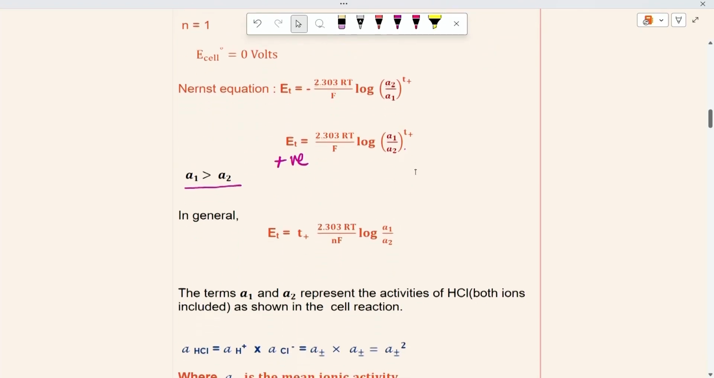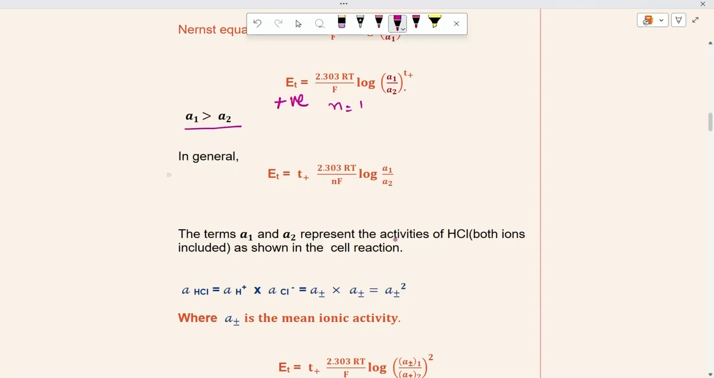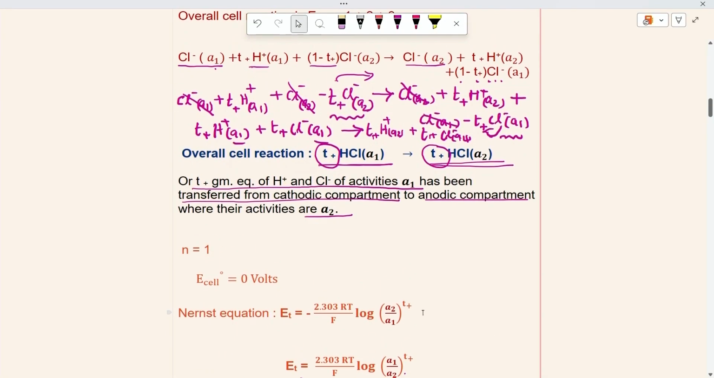Now, in general, Et is equal to t+ times 2.303 RT by nF. In the other case, the value of n was 1, and here we have taken it as n, log a1 by a2. Now, what we are going to do is again convert these activities in terms of mean ionic activities, and again I will remind you that in this case both ions, H+ as well as Cl- ions, are involved in the electrode reaction.